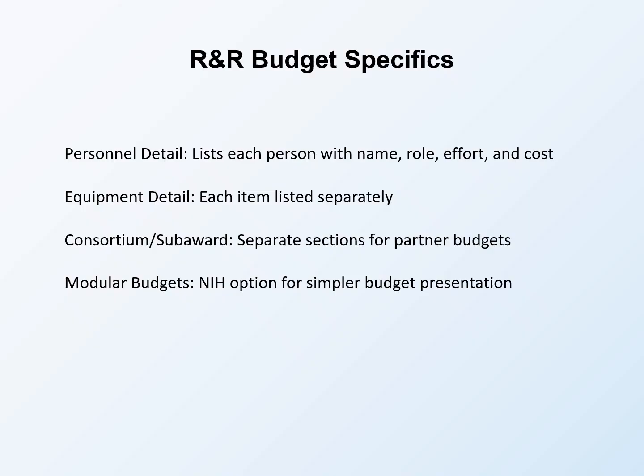Modular budgets are an NIH option for simpler presentation when requesting under a threshold amount per year. Instead of detailed categorization, modular budgets request funds in $25,000 modules. This simplified approach reduces burden for smaller or less complex research projects.